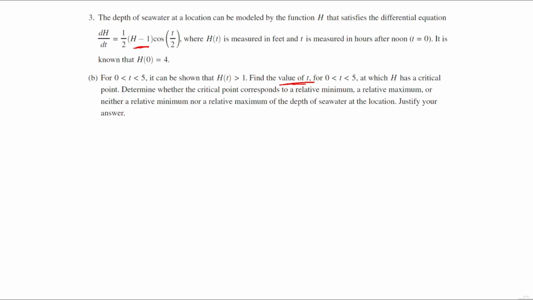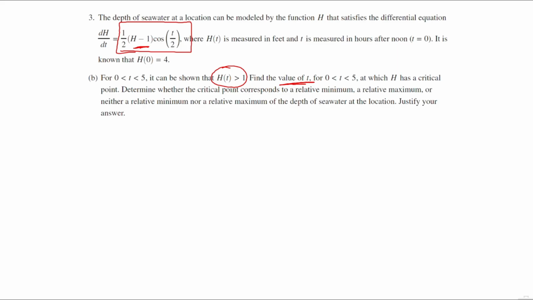And first of all, we know that on our interval, h of t is always greater than 1 anyway, right? So h can't equal 1. So then we have to determine if that critical point is a maximum, a minimum, or neither, and then justify our answer. So what we're asked to do is find that critical point. Well, a critical point is when the derivative is 0 or when the derivative is undefined. So nothing in this differential equation here could ever cause it to be undefined. No real numbers plugged into that will ever make it undefined. So really all we're looking at is what makes it 0.